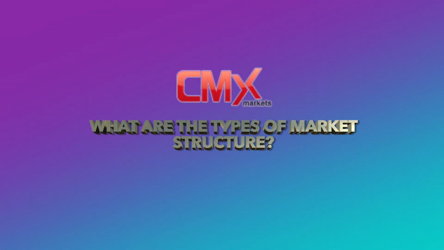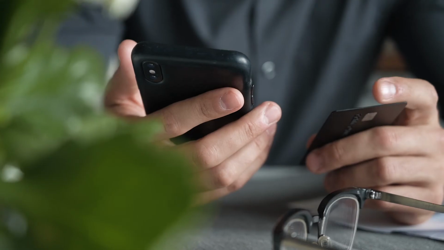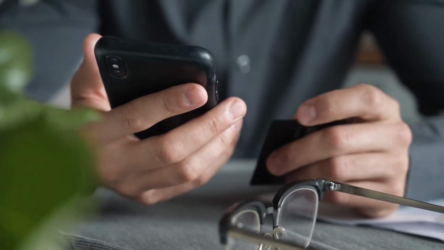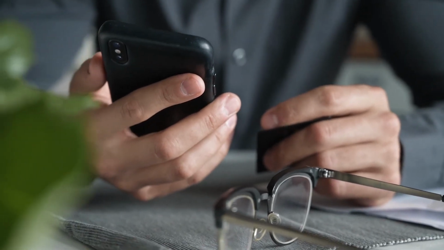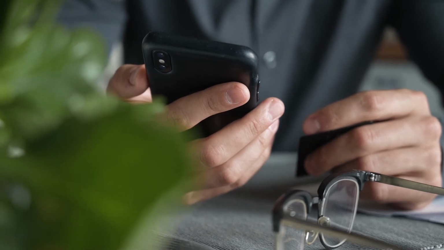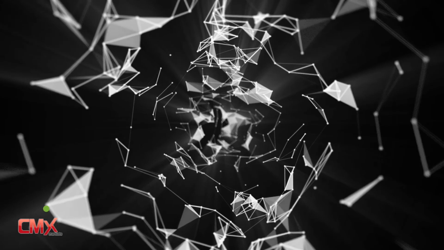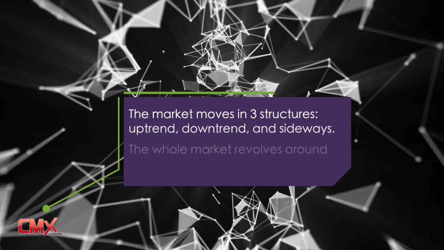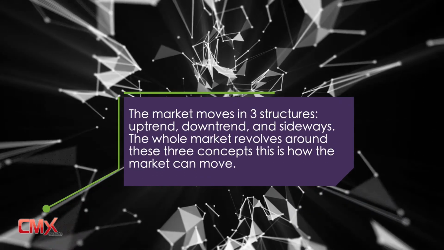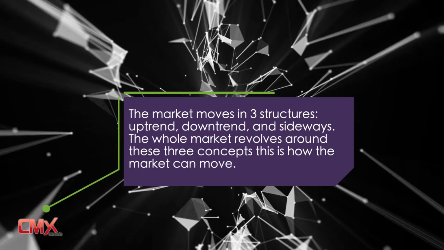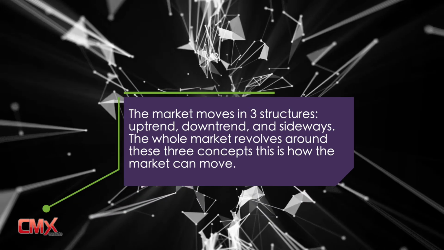To understand the market structure, you really only need to know three things, namely the three ways the market can go. It is also crucial to be able to recognize these trends and to know when there will be a possible change in the trend. The market moves in three structures: uptrend, downtrend, and sideways. The whole market revolves around these three concepts.